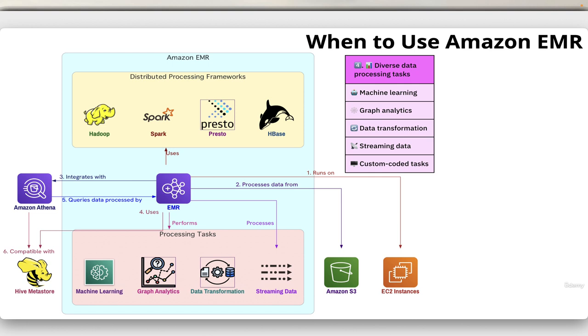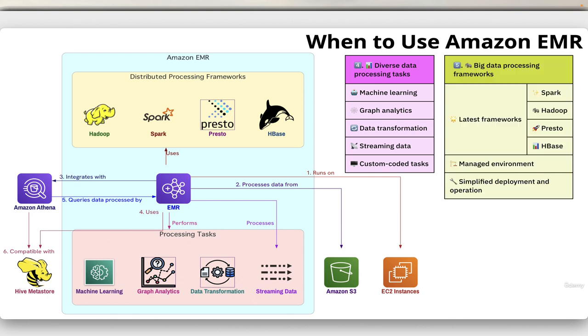Beyond SQL queries, EMR can handle a wide variety of scale-out data processing tasks. This includes applications for machine learning, graph analytics, data transformation, streaming data, and virtually any custom-coded data processing tasks. This versatility makes EMR a powerful tool for diverse data processing needs. EMR is particularly useful if you need to process and analyze extremely large datasets using the latest big data processing frameworks such as Spark, Hadoop, Presto, or HBase. It provides a managed environment for these frameworks.